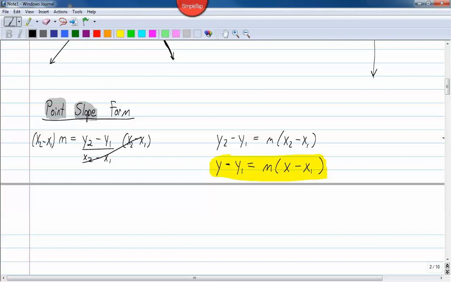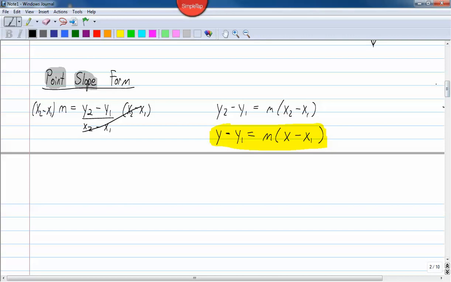If you're missing the slope, then you have to somehow figure it out. But let's practice, let's write the point-slope form of the equation of a line if I tell you the slope equals 3 and a point that the line goes through is the point (-2, 5).